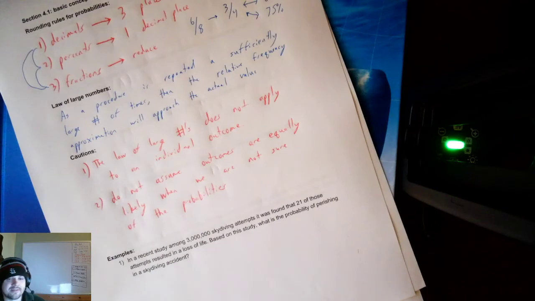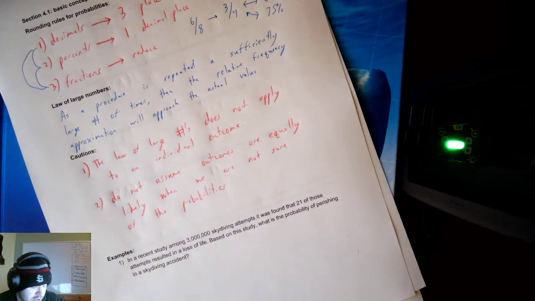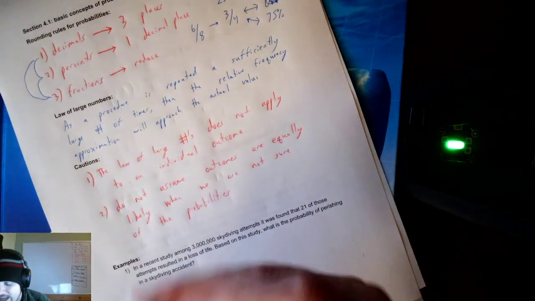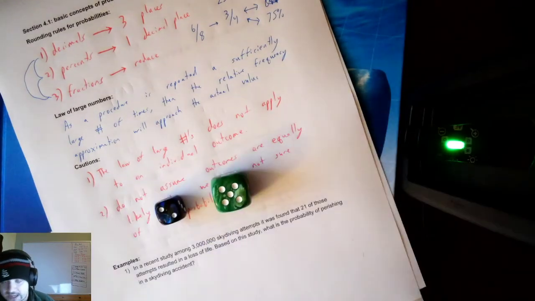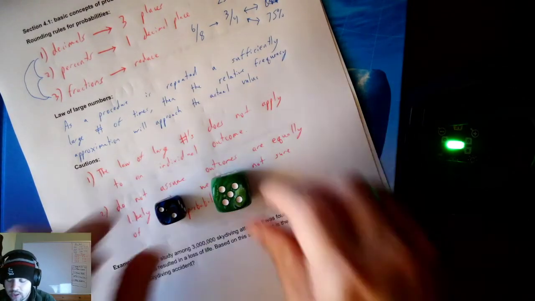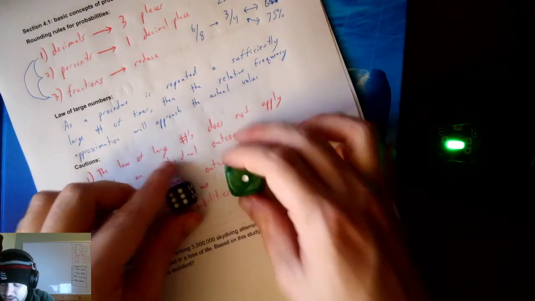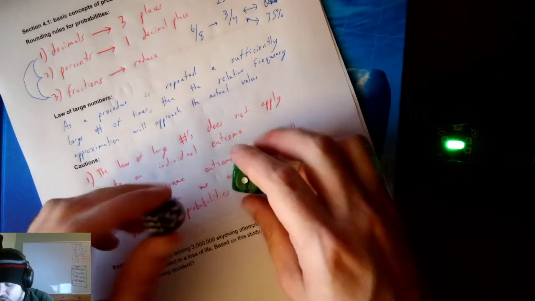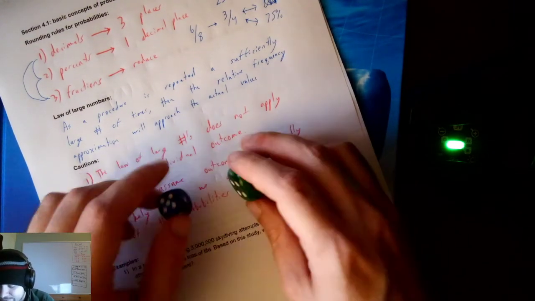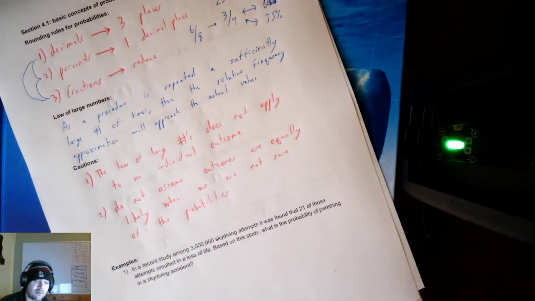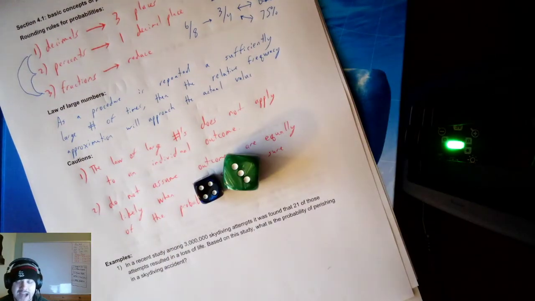A good example of that would be if I wanted to roll 2 die. So I've got 2 die here. Is rolling a 7 just as likely as rolling a 12? No, because there's only one way to roll a 12, but I can roll a 7, I can roll a 6 and a 1, a 2 and a 5, a 4 and a 3, right? There's more than one way to roll a 7. Rolling a 7 and rolling a 12 on 2 dice are not equally likely.